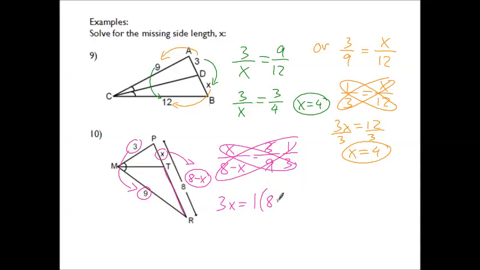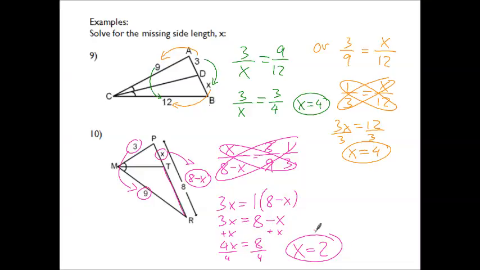Now this time we're distributing a 1. That's easy enough because we don't have to distribute much. The parentheses can get rid of right away. We get 8 minus x. And now let's go ahead and solve this. Add x to both sides. 4x is equal to 8. Divide by 4. And x is equal to 2.